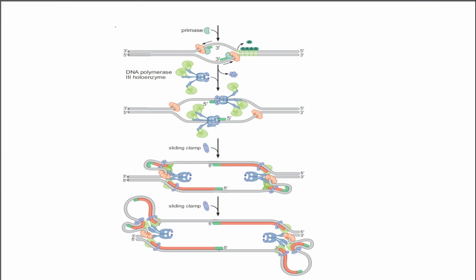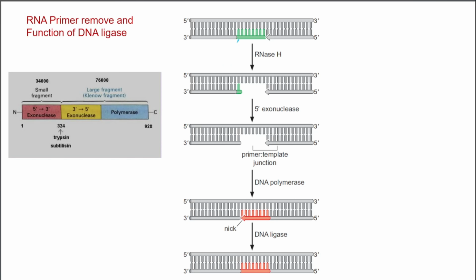This is the full elongation process, where primase is added, and then DNA polymerase 3 holoenzyme is continuously added and synthesizes the leading and lagging strands. And this is the loop formation of the lagging strand. Once DNA polymerase 3 finishes synthesizing the fragment, the RNA primer must be removed. So the RNA primer is removed by DNA polymerase 1.